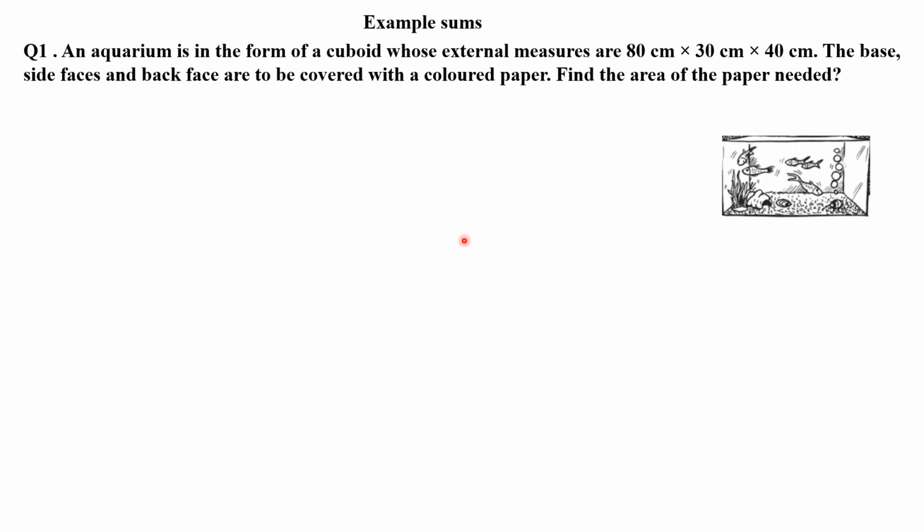Okay. Now this question I have taken from the NCERT textbook. These are the example questions. The first question is, an aquarium is in the form of a cuboid whose external measures are 80 centimeter, 30 centimeter, 40 centimeter. Means 80 centimeter is the length, 30 centimeter is the breadth, and 40 centimeter is the height. The base, side faces and back face are to be covered with a colored paper. Find the area of the paper needed.